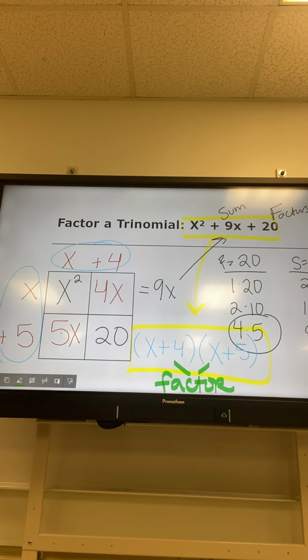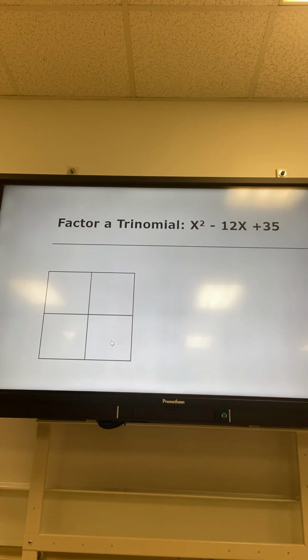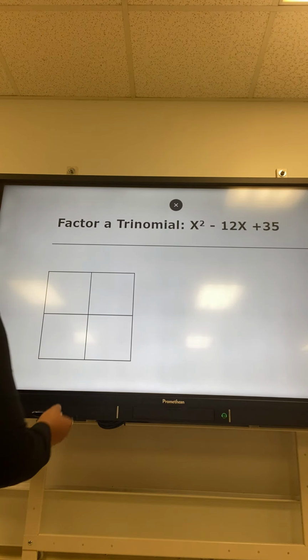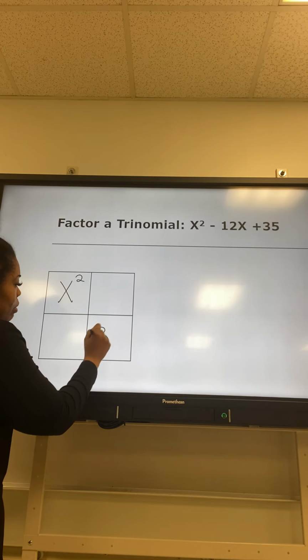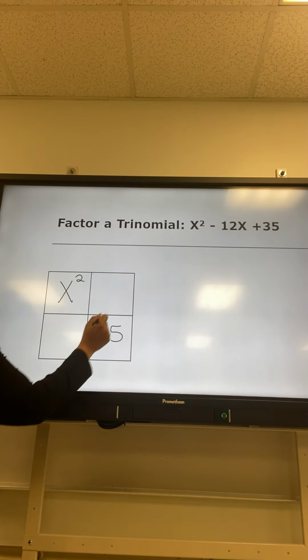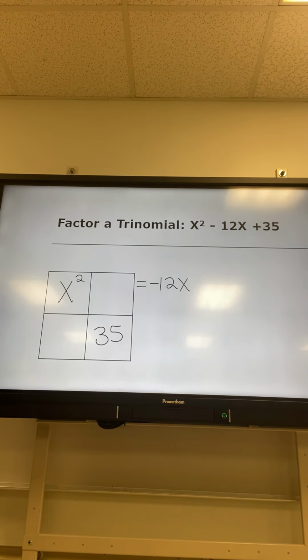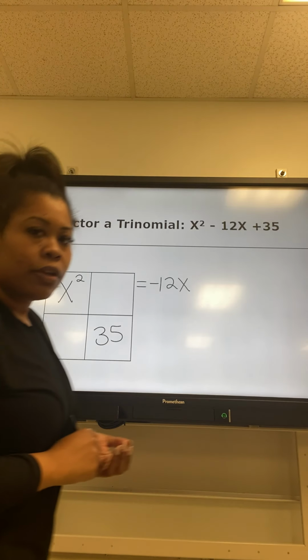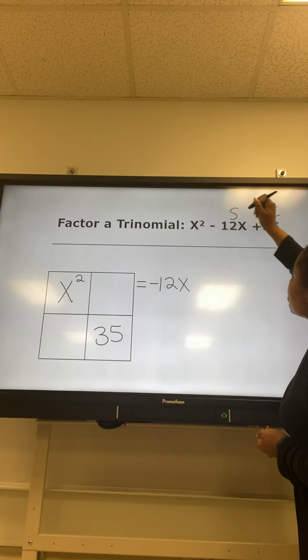All right? I'm going to try another example. All right, so we have our trinomial. Again, we want to start by setting up our box. For our box, we're going to put the first term in the first box, the last term here. We have a positive 35, and then we want the middle to equal negative 12x. So we need to figure out what are our factors of 35 that add up to negative 12. So remember, this is our factor, and this is our sum.